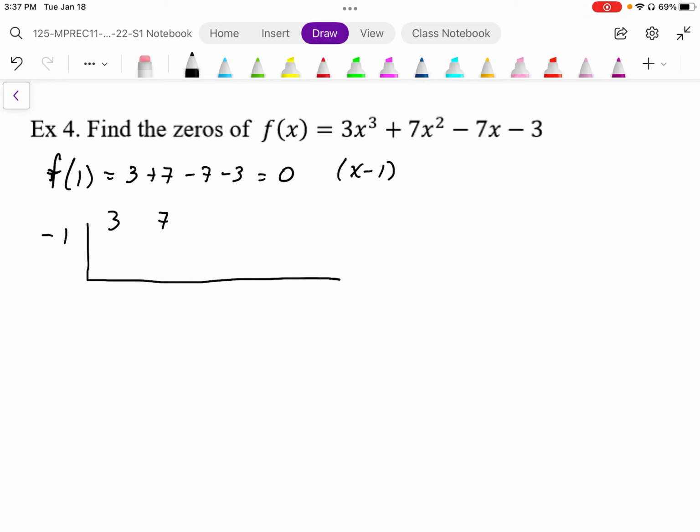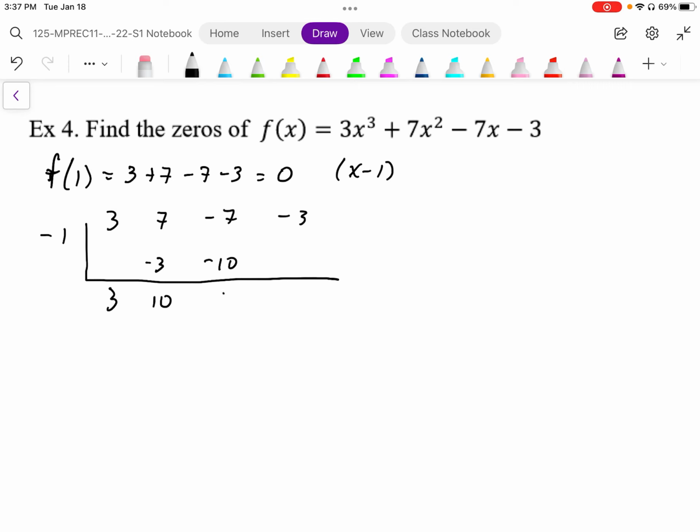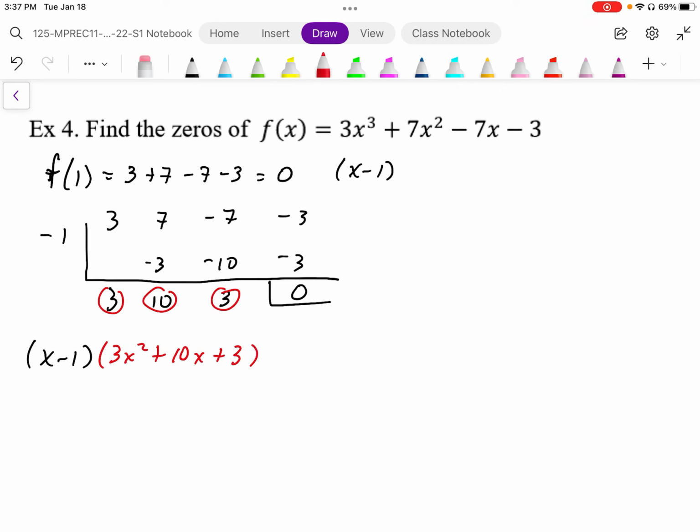So 3, 7, -7, -3. So I end up with 3, 10, 3, and a remainder of 0. That means my factors are going to look like this: x minus 1, and I have a remaining factor of 3x squared plus 10x plus 3, from these three terms. Okay, so I'm going to factor that quadratic.